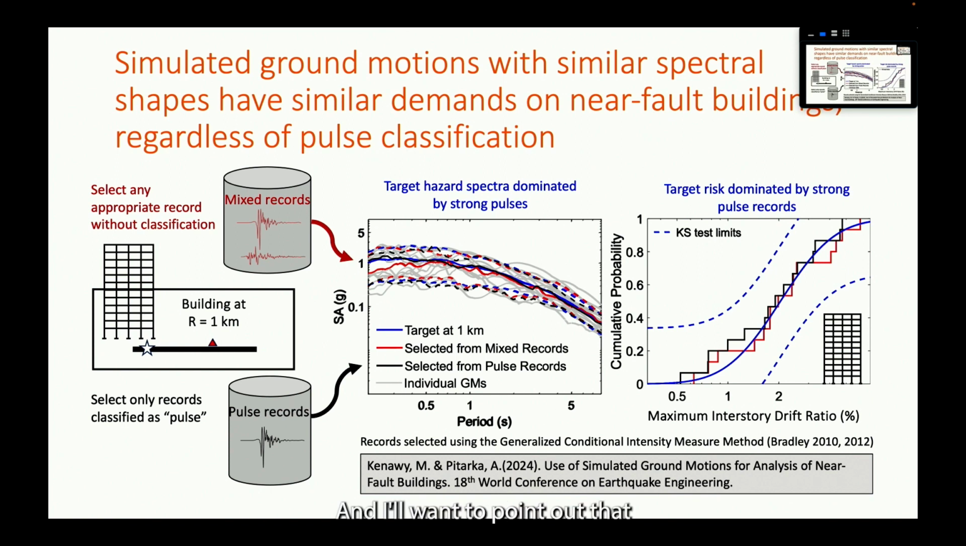And I want to point out that the simulations have been helpful in this particular context, not only in providing a large database to select from, but I've also done some work to show that they can be helpful in determining what the target hazard is for some near-fault locations. But that's another story, and another paper that will be coming out hopefully in the next couple of months.